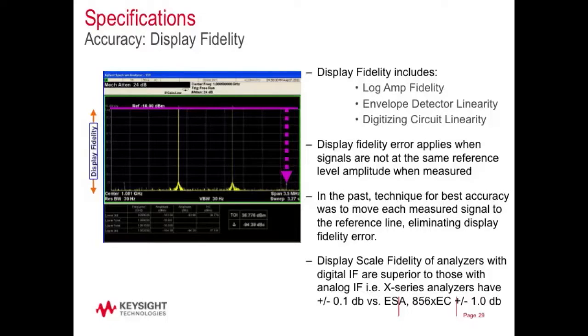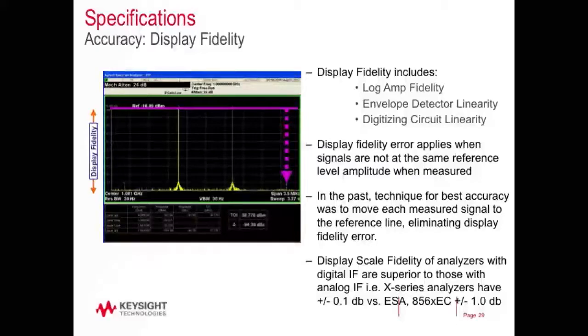So another thing you can look at is display fidelity. A lot of these slides talk about the way it was, let's say, 20 or 30 years ago versus the way it is today. The rule of thumb used to be that if you wanted a really accurate amplitude measurement, you had to put that signal right at the top reference level. Today, you don't have to do that, and you'll be just fine in terms of amplitude accuracy. The analog circuitry needed that, but today's digital IF really takes care of that a whole lot, to the point where it kind of summarizes it down here.